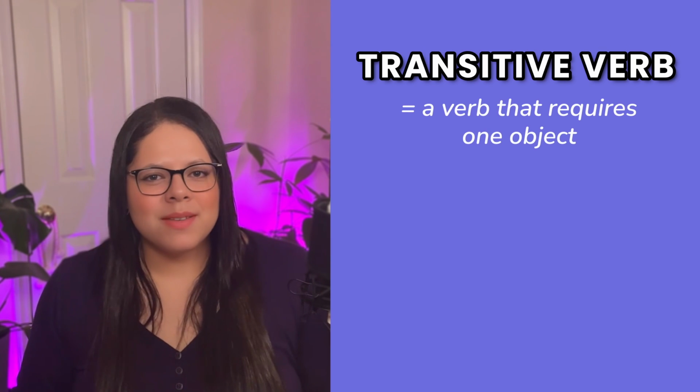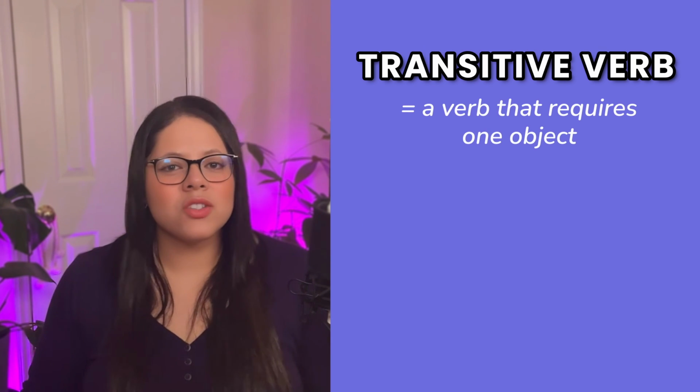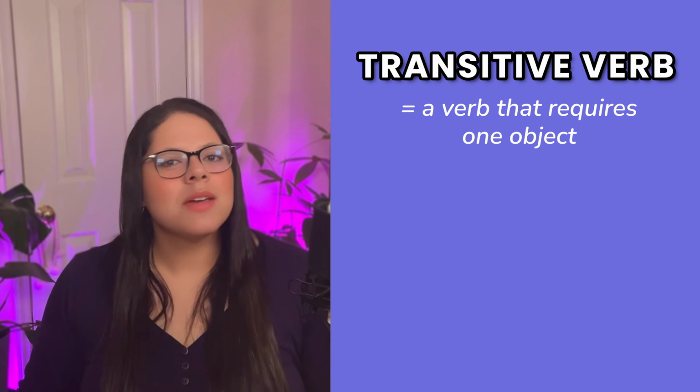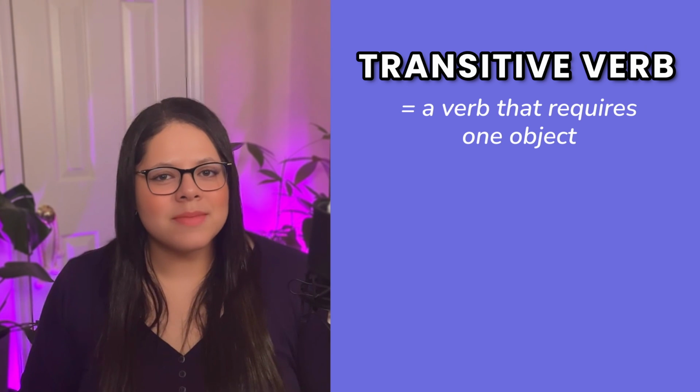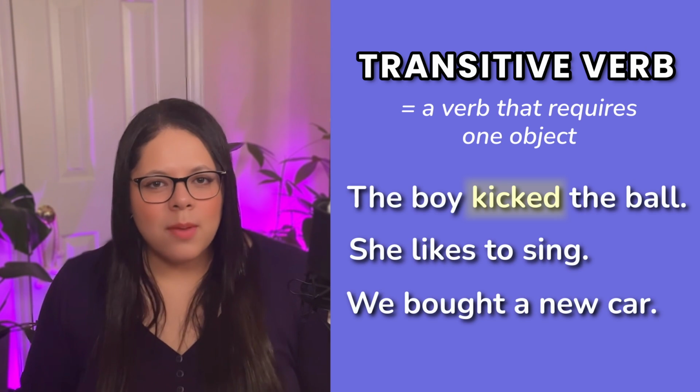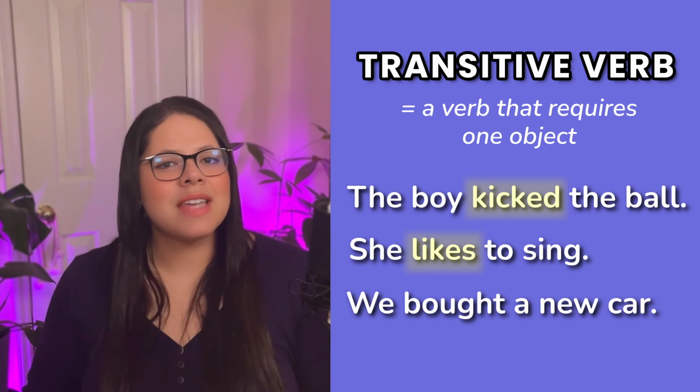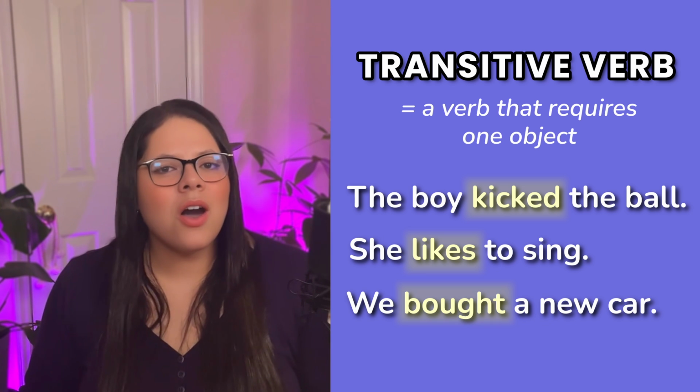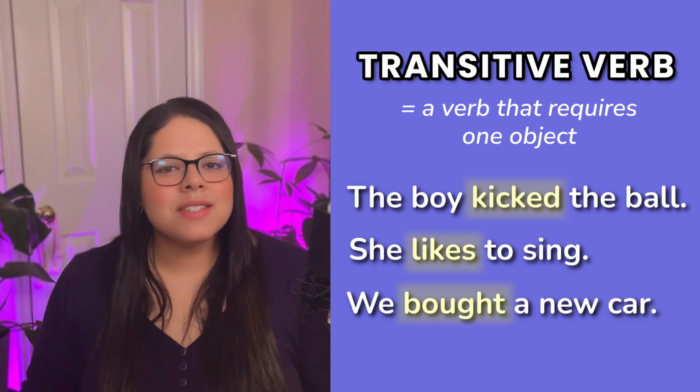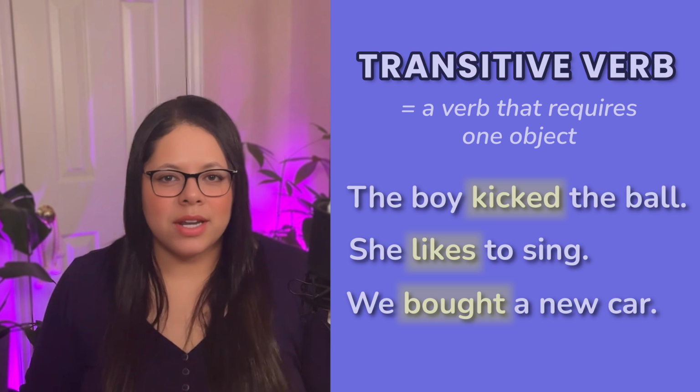The verb enjoy is a transitive verb. This means that the verb requires one object. Here are some other examples of transitive verbs. The boy kicked the ball. She likes to sing. We bought a new car. Remember that transitive verbs always require an object, even if we already know what or who you're talking about.